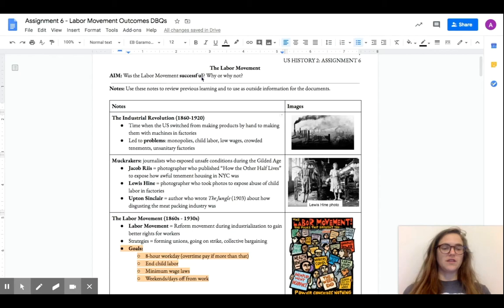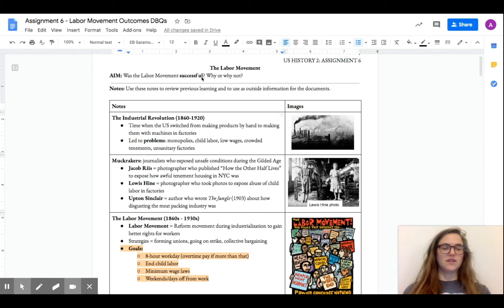So remember, the Industrial Revolution was this period from around 1860 to 1920, when the U.S. switched from making things by hand to making things in factories, using machines and that kind of stuff. And this led to a lot of problems. It kind of sucked to be a worker during the Industrial Revolution. It led to things like monopolies, big, powerful businesses that got too powerful. Child labor, really low wages or pay. Families living in tenements, tiny apartments that were really crowded and unsanitary. And the factories and mines that they worked in were really dirty and unsanitary too.